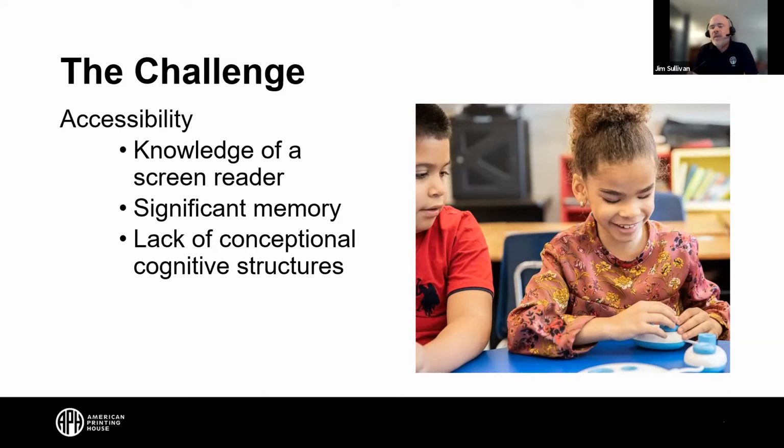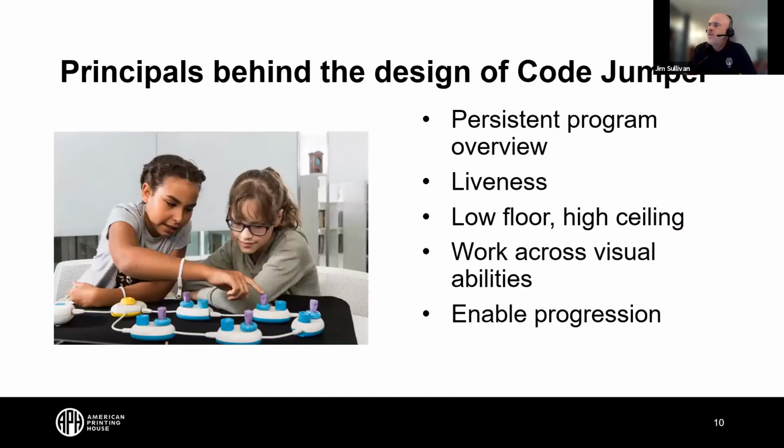So we're going to talk then about some of the principles that were behind the design of CodeJumper specifically, and then we'll ask a question. When the developers of the CodeJumper tool got together and thought about what they wanted to go into it, one of the things they decided was that there needed to be what was referred to as persistent program overview. That was, at any point in time, the students working with the programs that they created could really see and feel everything that was going on with it.